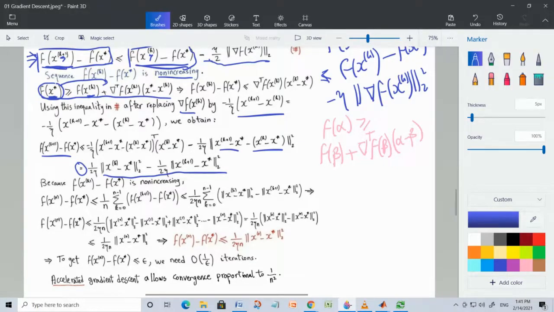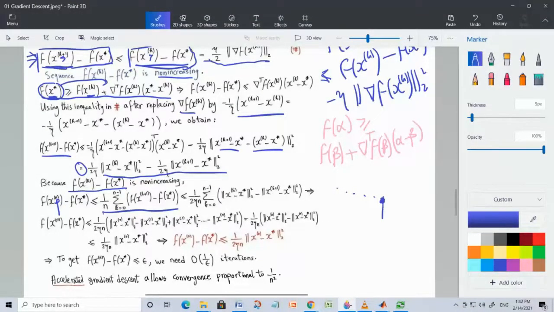Then what? Remember that this sequence is a non-increasing sequence. And because it's a non-increasing sequence, evaluating this at n, f of x n minus f of x star, the last value is less than or equal to the sum of those guys divided by n, which is the average. So if you have a decreasing sequence, then the last value is less than or equal to the average.